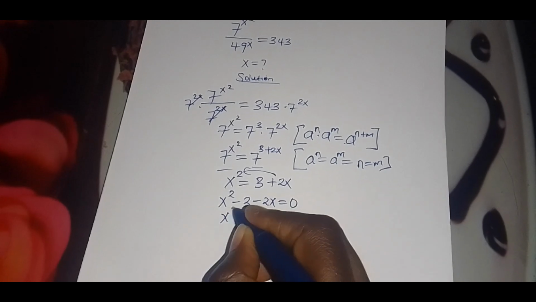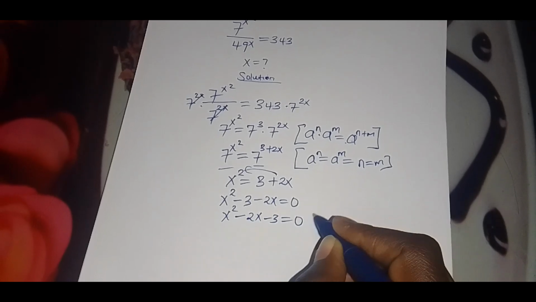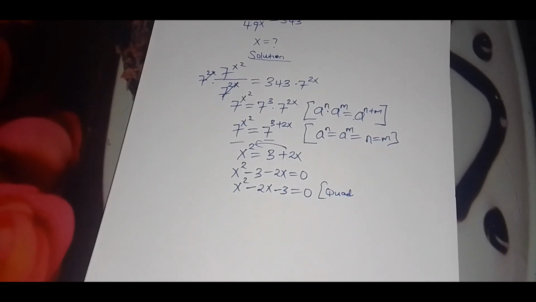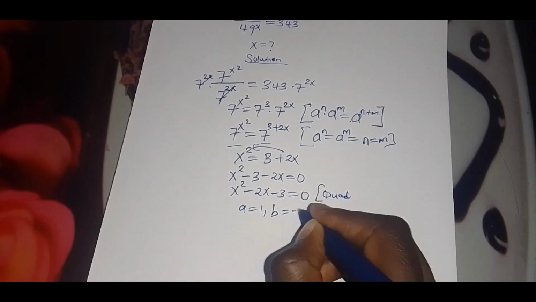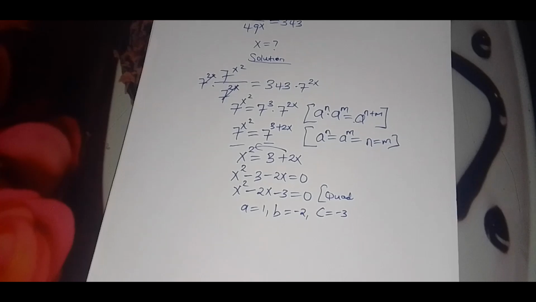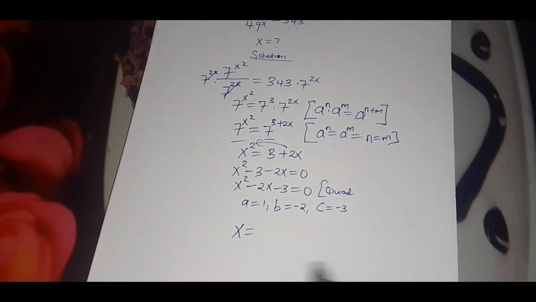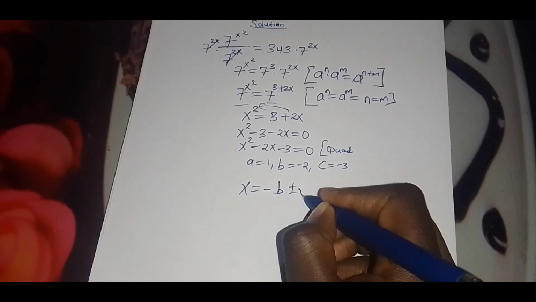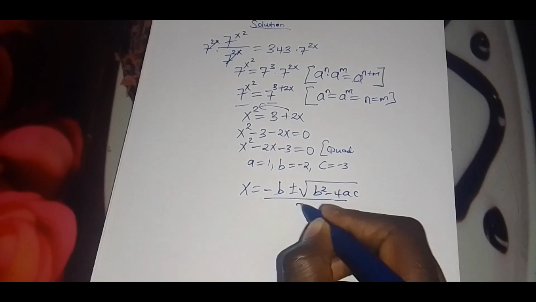Okay, so that we'll have x squared minus 2x minus 3. This is equal to 0. So we form a quadratic equation. Okay, this is a quadratic equation with a equal to 1, with b equal to -2, and our constant equal to -3. Okay, so applying the quadratic formula, which is expressed as minus b plus or minus the square root of b squared minus 4ac divided by 2a.